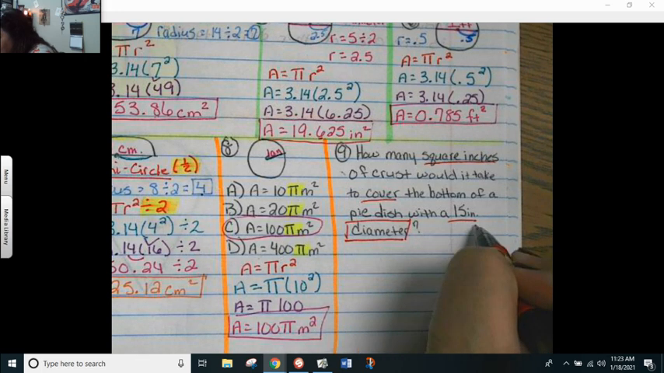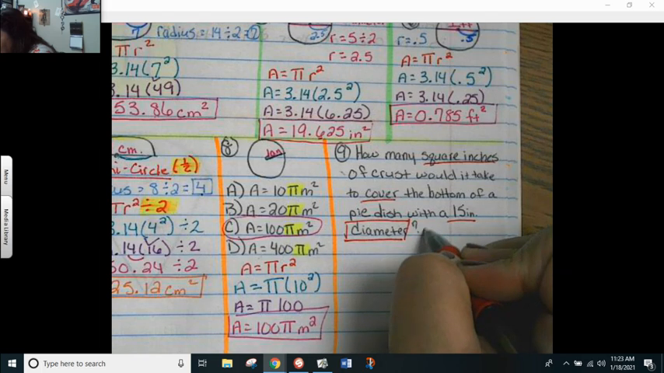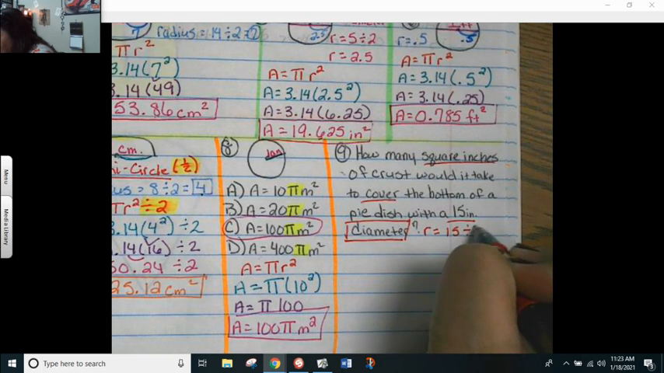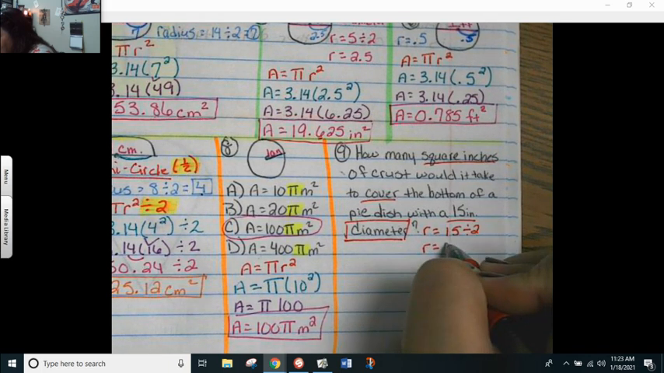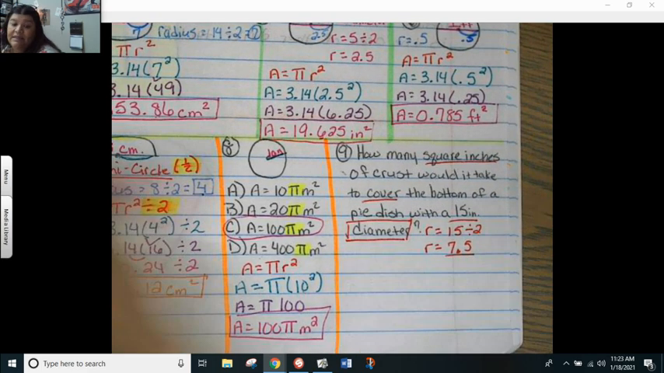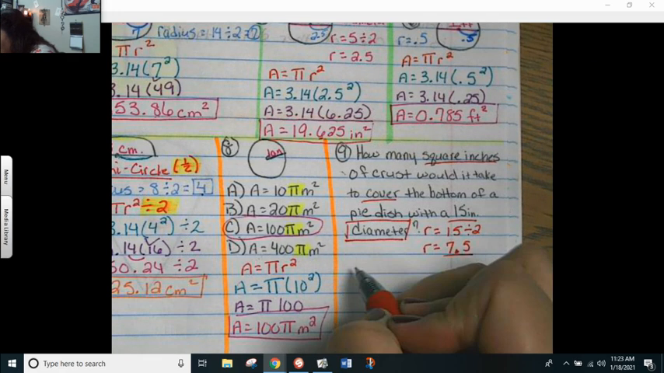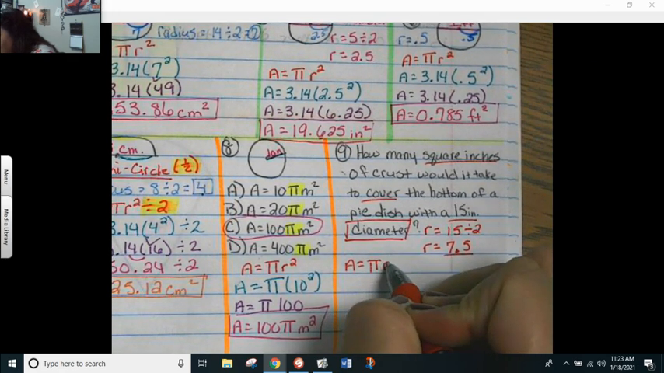So here the diameter is 15. I already know it's going to be a radius that I need. So radius equals 15 divided by 2. And 15 divided by 2 is 7 and 5/10. Okay, so there's step 1 because I need the radius if they gave me the diameter. Now I can go ahead and use my formula that is given to me. Pi times the radius squared.